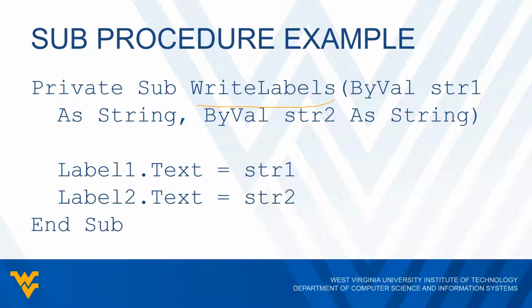And then we have the body of the method right here. I included a space right after the method heading, or the sub procedure heading, just so you know what is part of the heading of the sub and what is the body of the sub. We see here that we're going to set the text for some label, which we call label 1, to whatever the string str1 has. And then the text for label 2 is going to be the string that's stored in str2. And then we conclude with end sub.